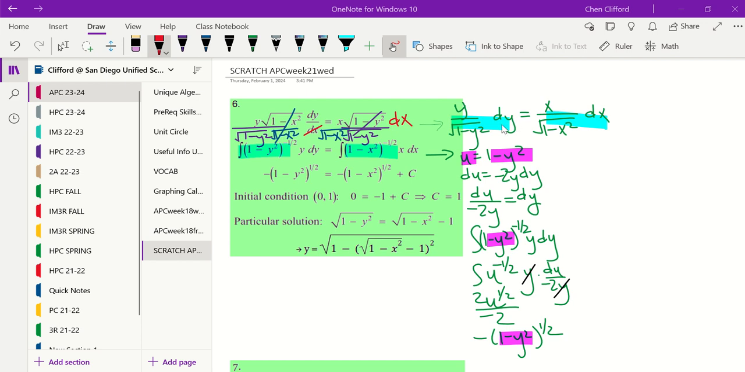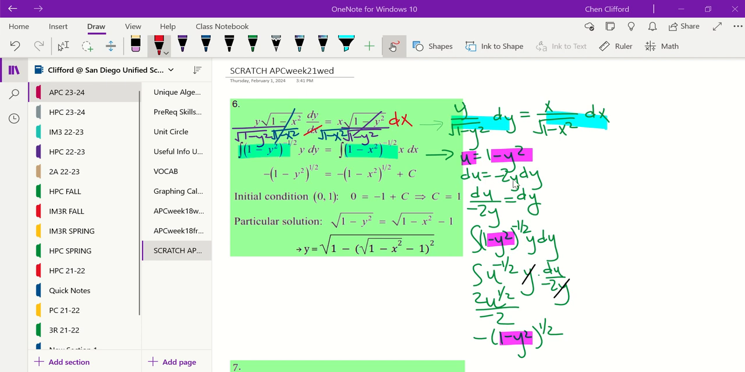Now, for the blue highlights over here, because root 1 minus y squared is on the denominator, we're going to just write it as to the power of negative 1/2. Same thing with this. We're going to rewrite it as to the power of negative 1/2. And we're going to do some u substitution over here. So we're going to set u equal to 1 minus y squared.